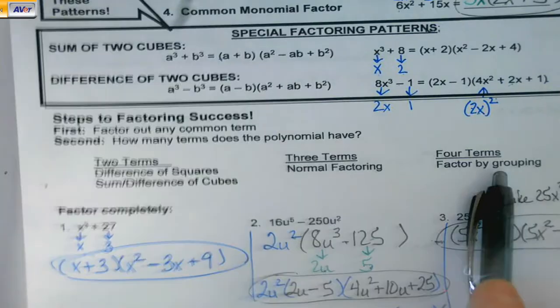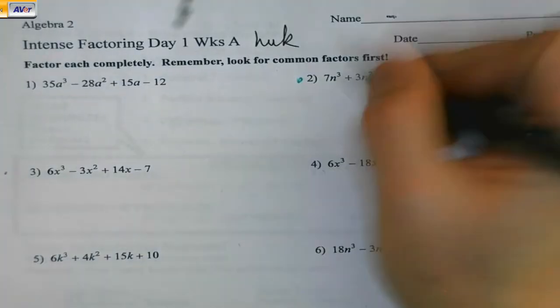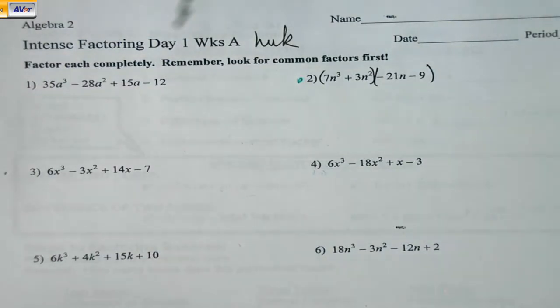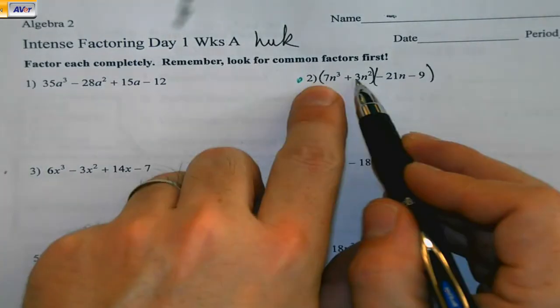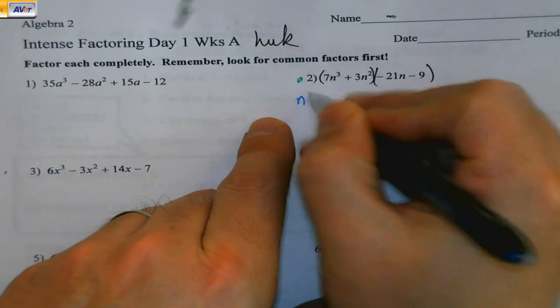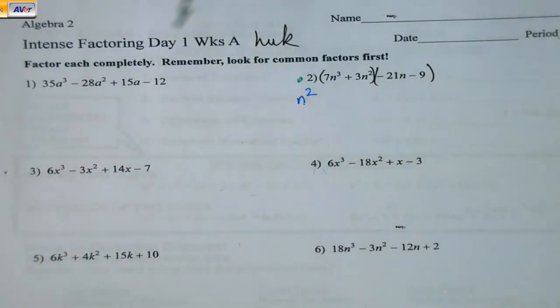So if there's 4 terms, we're going to look at this as far as grouping goes. Remembering, I take out the largest coefficient, if there is one, but 3 and 7, nothing divides into both. So it's just my variable term, the smallest exponent.